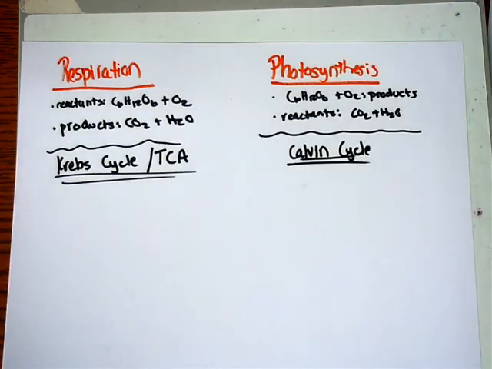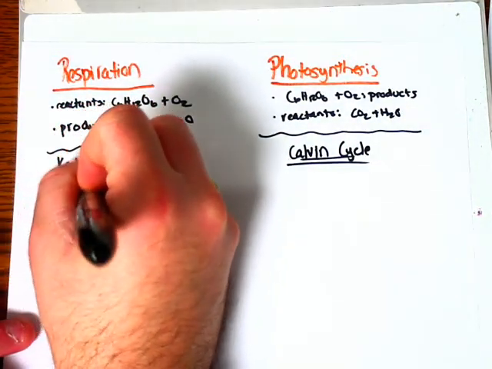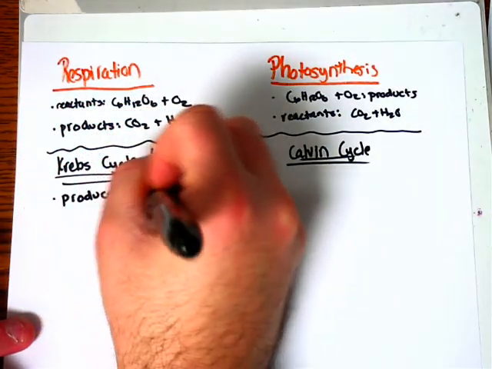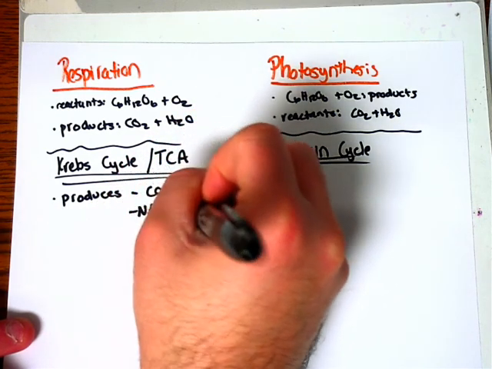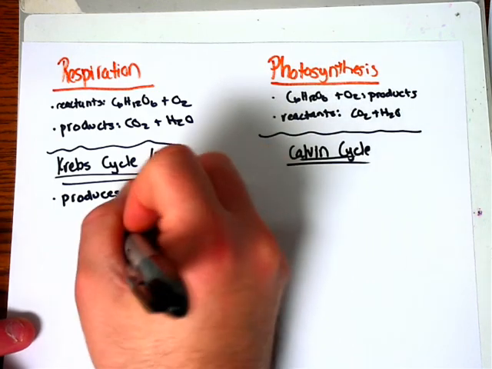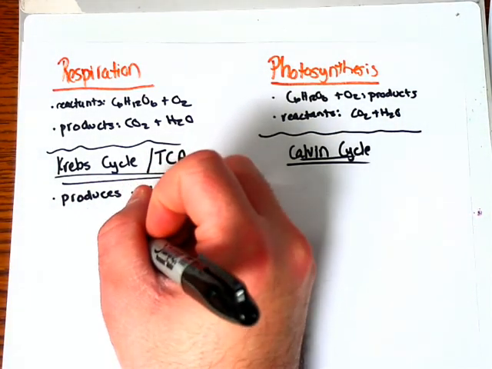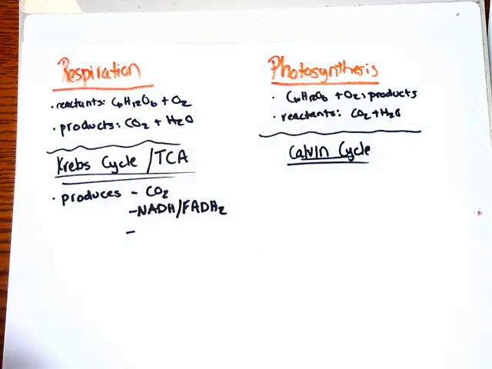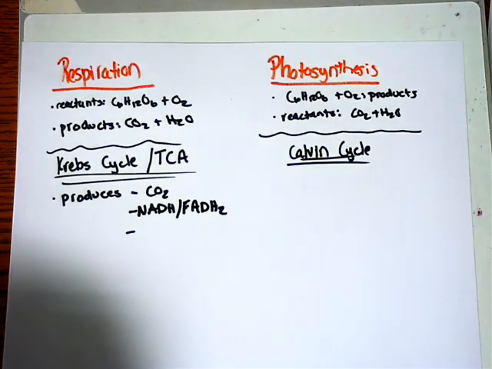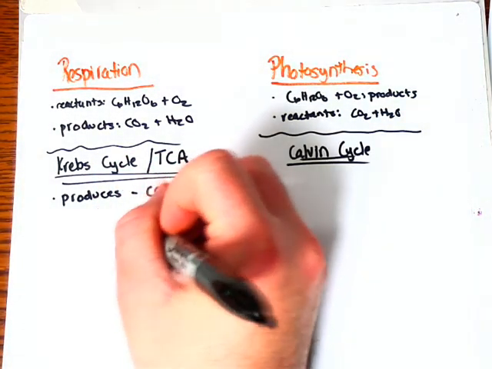They're direct opposites. Remember that your Krebs cycle is producing a couple of things. It produces CO2, NADH, as well as FADH2. What does TCA stand for really quick? The tricarboxylic acid cycle, basically the citric acid cycle. CO2, NADH, FADH2, and some ATP.